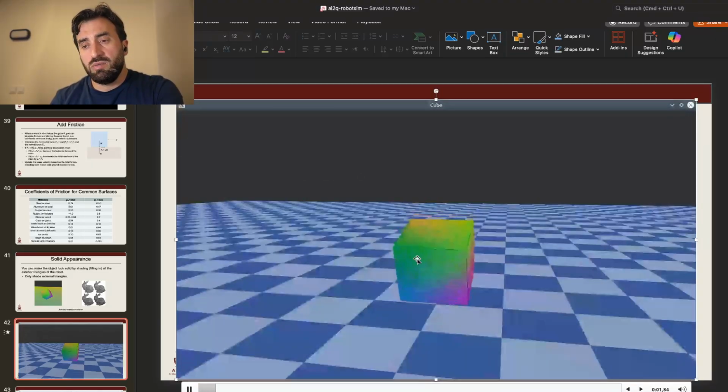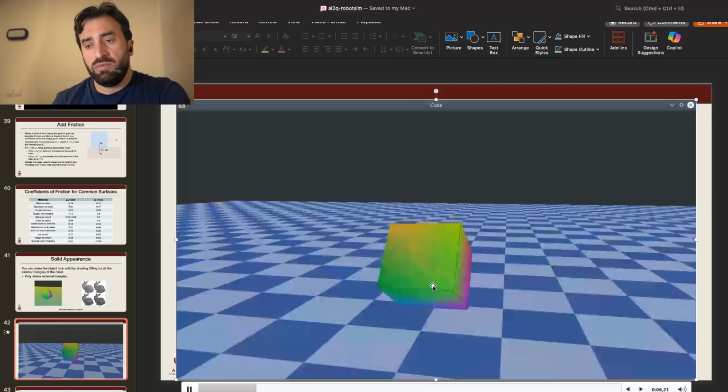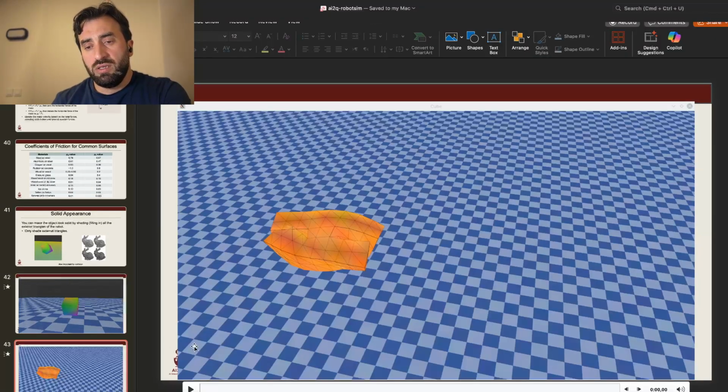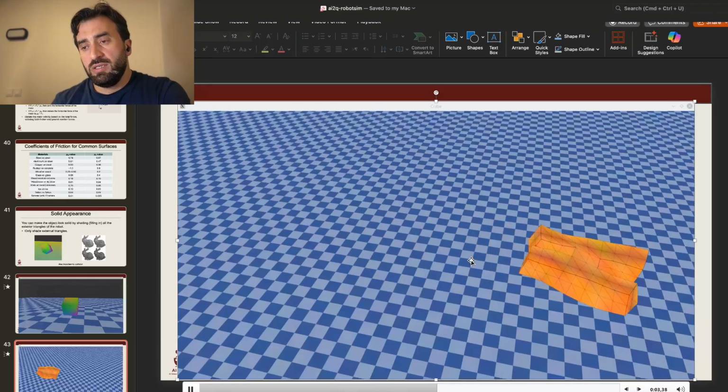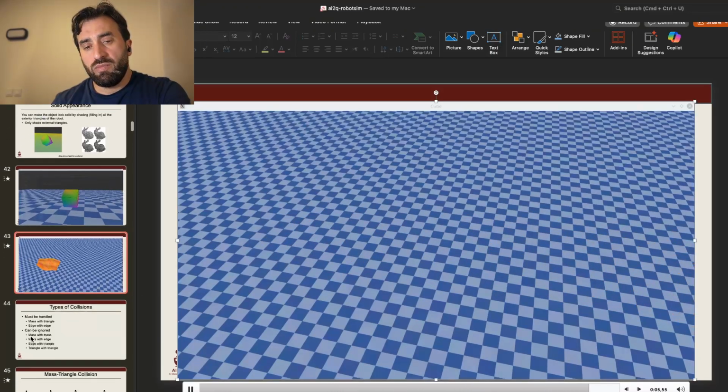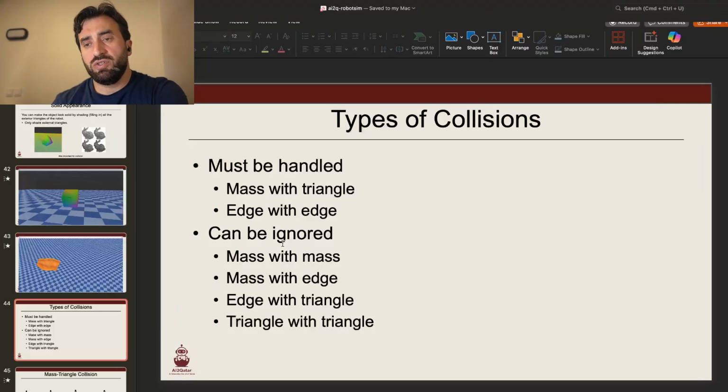So this cube is an example. Even though it's a spring mass object, the triangles on the surface are shaded. And the same way as this, you can kind of see the triangles here. So that's about visualization.